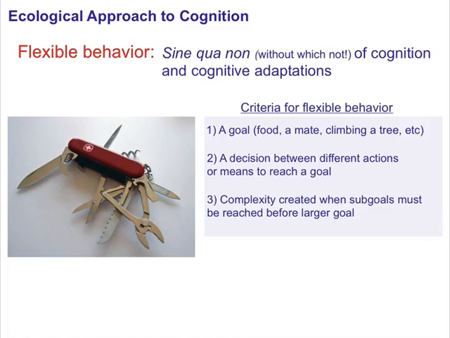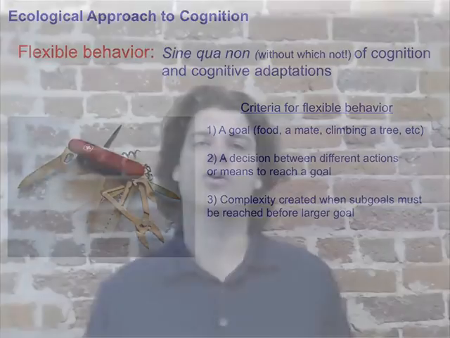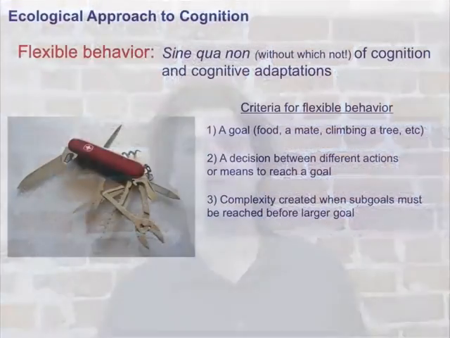And complexity is created when there are sub-goals that must be reached before the larger goal. So I want to open a can of canned food, but to open the canned food, I first have to get a ladder because the can opener I need is really high up in the cabinet. So I've got to go get the ladder, then I've got to open the cabinet, get the can opener, and finally, after I finish those sub-goals, I will be able to complete my final goal of getting food. So complexity is created when sub-goals must be reached before a larger goal.